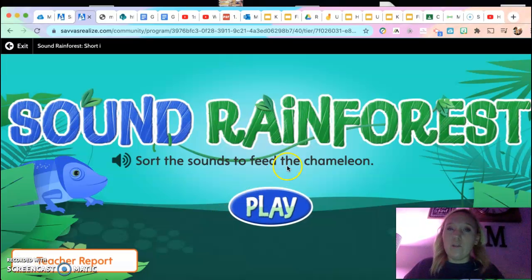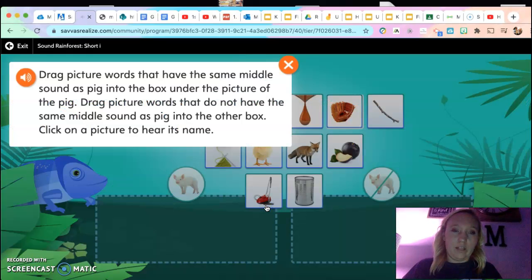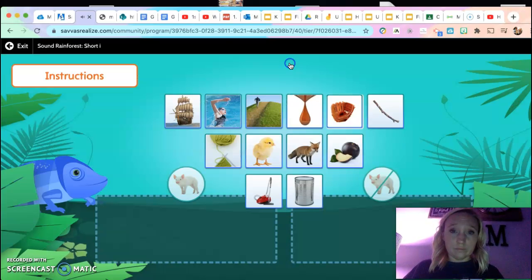Okay, boys and girls, we are going to sort the sounds. Drag picture words that have the same middle sound as pig into the box under the picture of the pig. Drag picture words that do not have the same middle sound as pig into the other box. Click on a picture to hear its name.